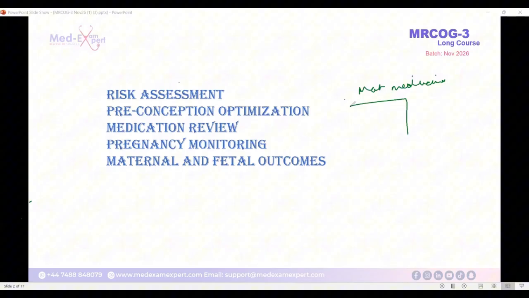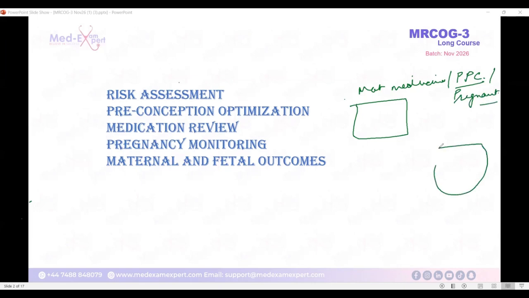First of all, about the disease. Suppose most patients in maternal medicine come for pre-pregnancy counseling, right? And a few patients are already pregnant and then they come. So you need to have a mind map of how you will proceed in these situations. These are the three blocks which you have to keep in your mind. First is about the disease.